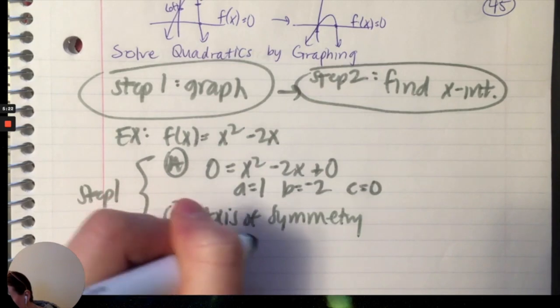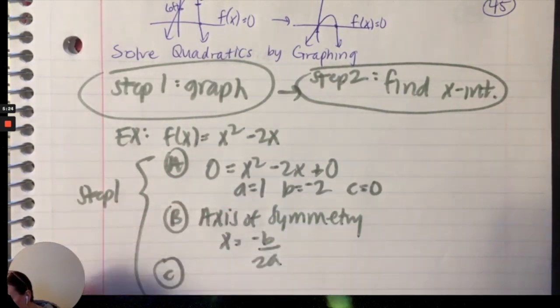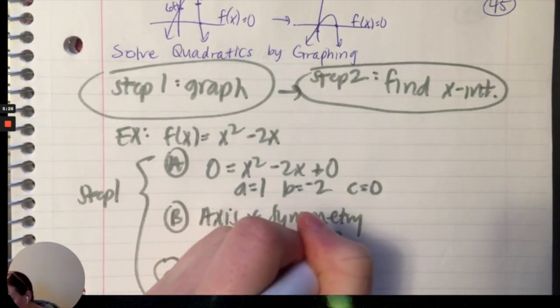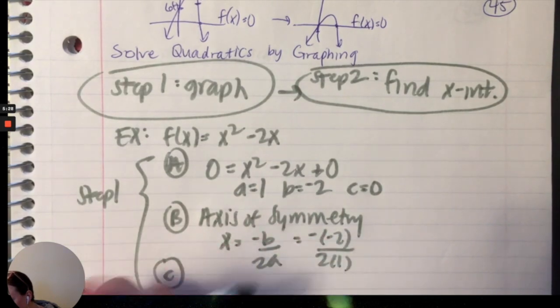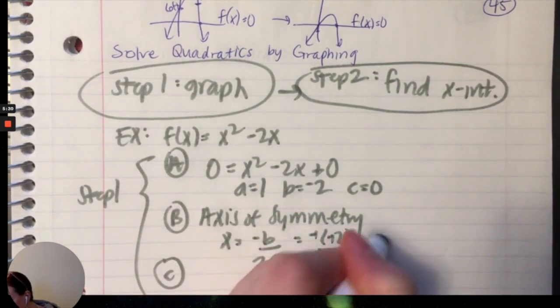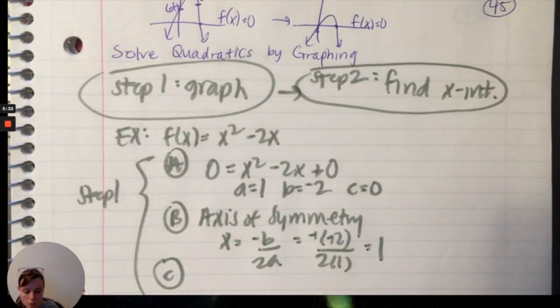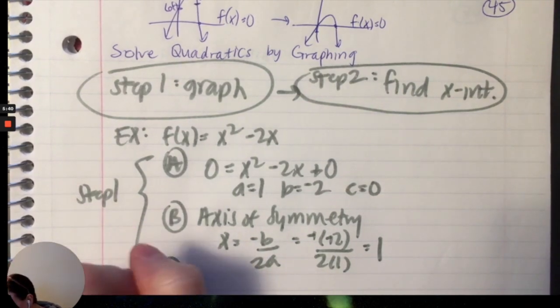Again, that formula is the opposite of B over 2A. So I'm going to get the opposite of -2 over 2 times 1. Positive, positive, that's a 1. So at x equals 1 is my vertical asymptote. And right, not asymptote, sorry. Axis of symmetry. It's not actually an asymptote.